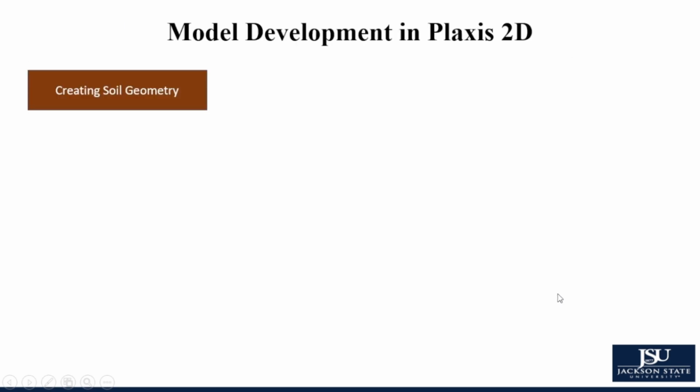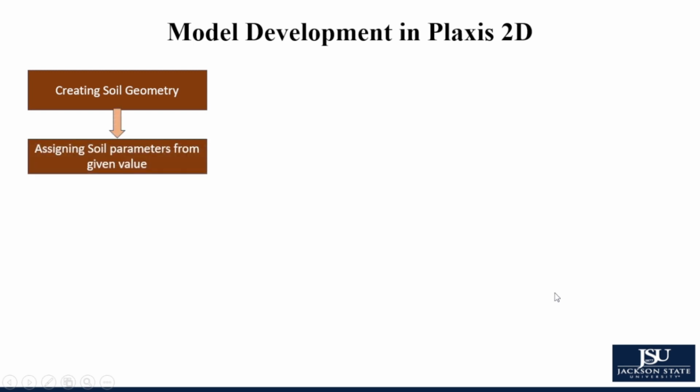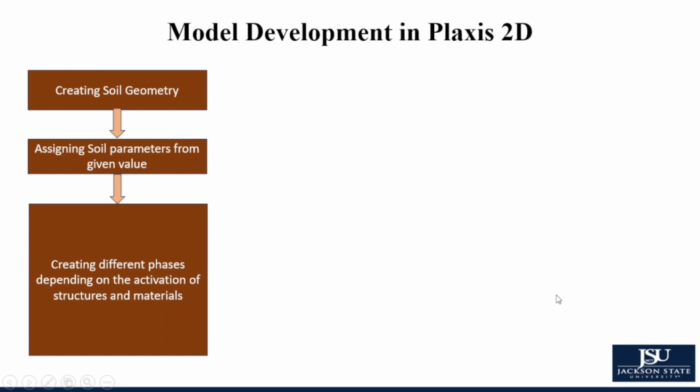So at first, I will talk about a little bit of model development. Obviously, in Plaxis, the first step of model development is creating the soil geometry. Then comes assigning the soil parameters from the given values, which we used for the assigning material properties step. Then we created different phases depending on the activation of structures. Like at first we activated the loads, then we excavated the tunnel. I will go into that later.